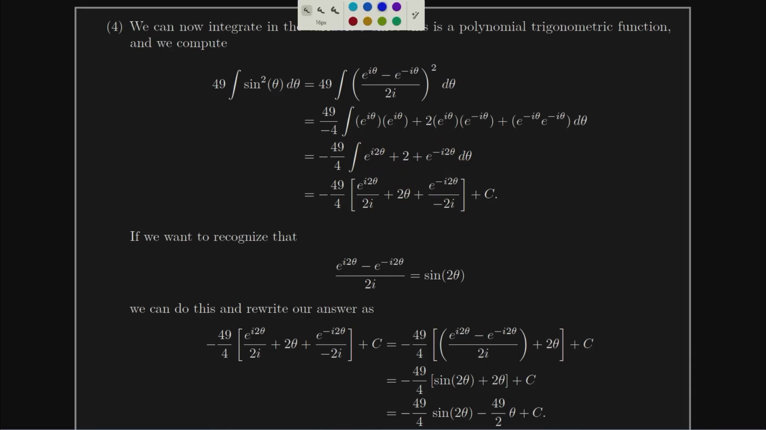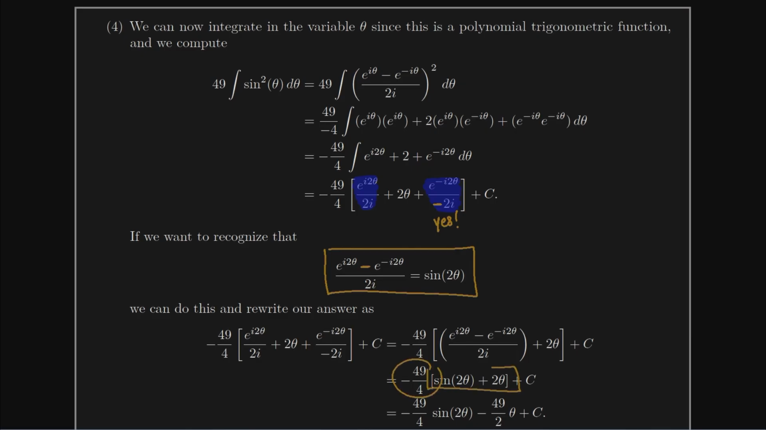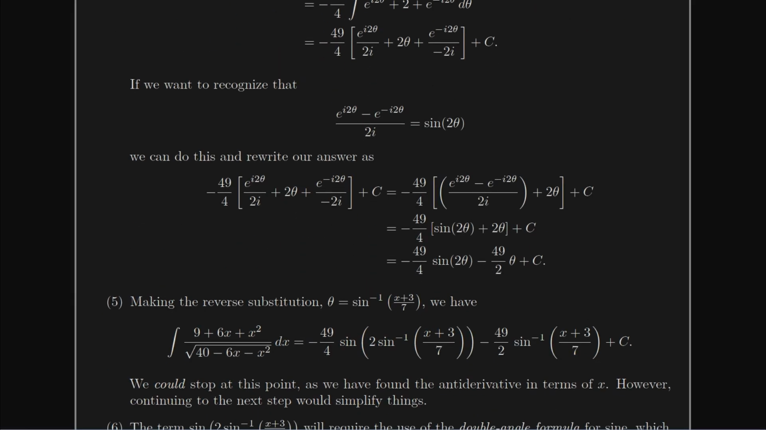And then I start to ask myself, is what's sitting around here with these exponentials some version of sine or cosine? The answer is definitely yes, sine or cosine. Which one is it? Well, this minus sign is helping me decide that there should be a minus sign. Turns out that this is exactly sine 2 theta. So if I replace those terms with sine 2 theta, then I just get negative 49 fourths times sine 2 theta plus 2 theta. Or if I distribute my negative 49 fourths, I have negative 49 fourths sine 2 theta minus 49 halves theta.